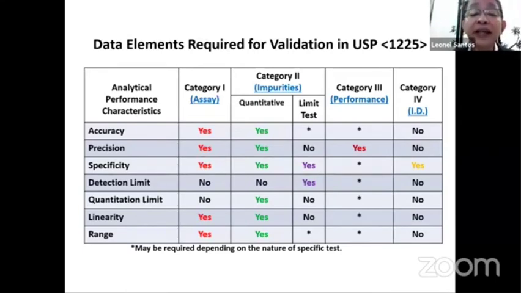So, as in quantitative impurity test, validation is required for everything except detection limit, but you need quantitation limit. It is not applicable for category 3 performance because performance is only applied to drug products, not drug substance. But here, the precision is applicable for drug products. Category 5, which is identification, everything is not needed except specificity.